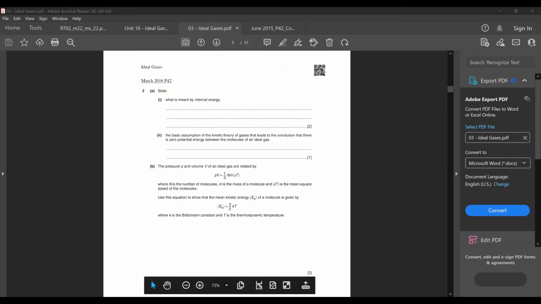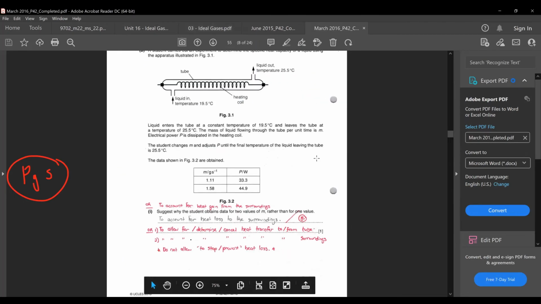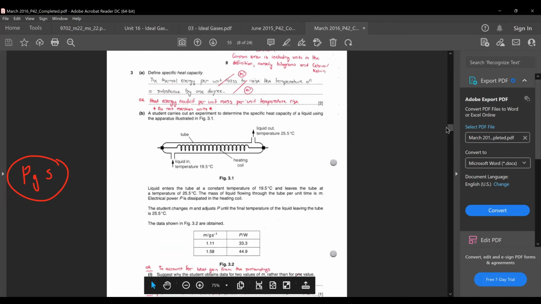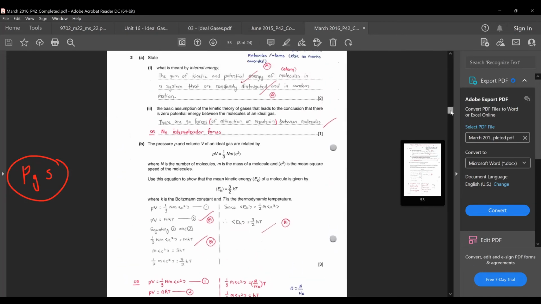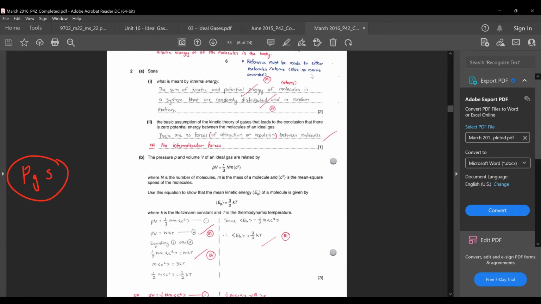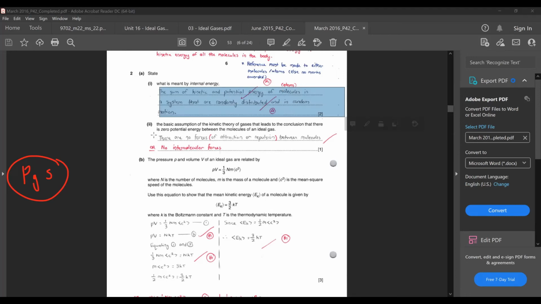This is March 16 P42. 16P42. Number 2 is actually one of the questions that we just did. All right. What is meant by internal energy? This one, I think we actually went through already just now. Internal energy is the sum of a random distribution of kinetic and potential energy of molecules inside a system. You can actually copy out the definition from your notes.